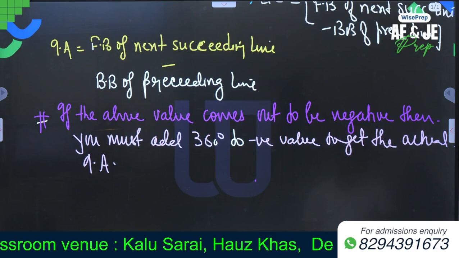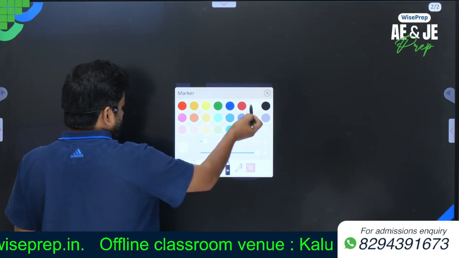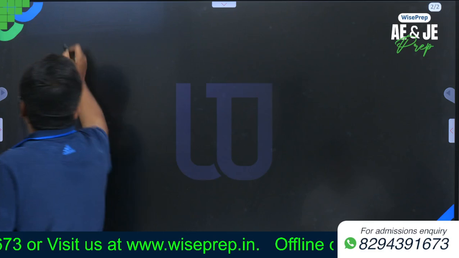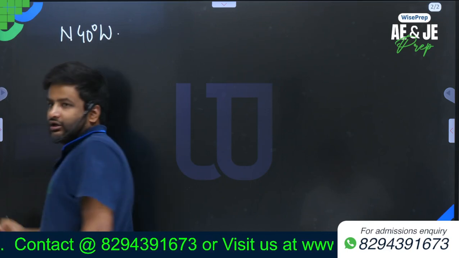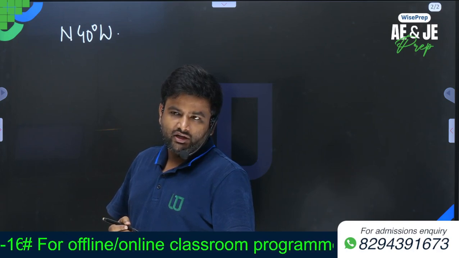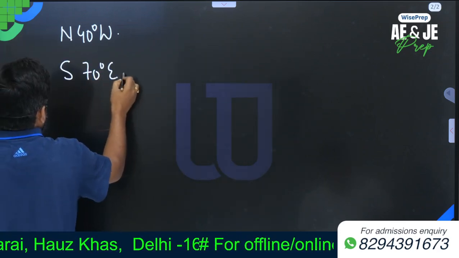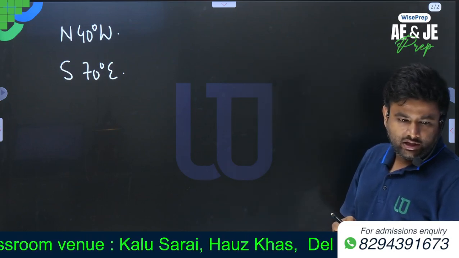Now write a question. If the bearing of line AB is north 40 degree west, and bearing of line BC is south 70 degree east, find angle ABC.